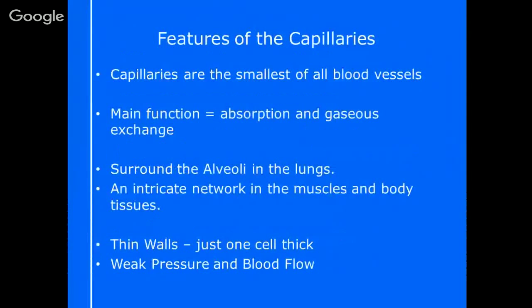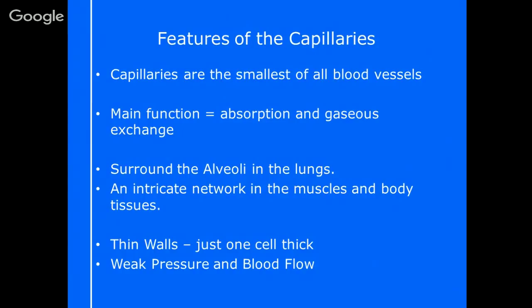Okay, let's look at the final type, and these are capillaries. Capillaries are the smallest of all of our blood vessels. So we have the arteries, which carry blood away from the heart, veins which carry blood into the heart, and then we have capillaries, which are just the really small ones. As part of our tree metaphor, these are basically right inside the leaves. These are the smallest little blood vessels.